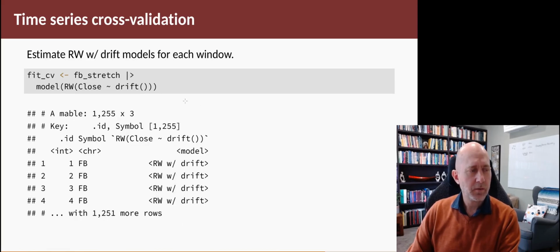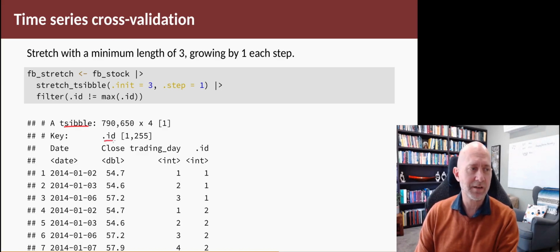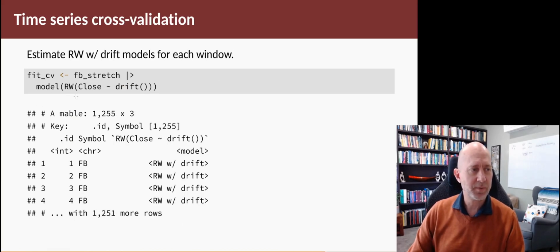Okay. Then we can take that tsibble, the stretched Facebook data, pipe it into a model in exactly the way you do any other tsibble, and you'll notice actually that this is just a standard tsibble. It just has an extra key which tells you which of these splits you're doing. Otherwise, everything after that is exactly as you would expect. So you pipe it into the model. We say, let's fit a random walk with drift. And it comes back with one observation for every unique combination of keys, in this case there's just a single key which has 1255 unique values, and so we have 1255 rows in our mable, each corresponding to one of those models.